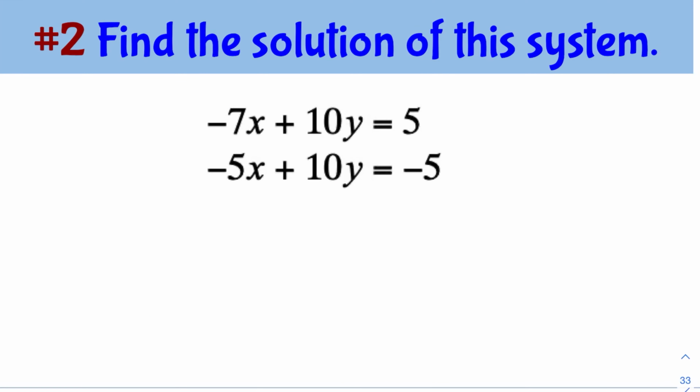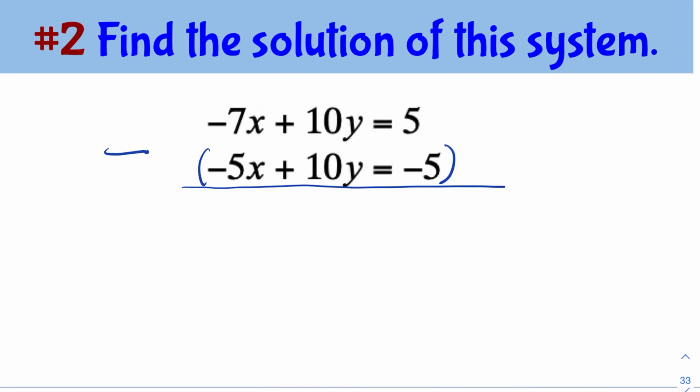Question number 2. Find the solution of the system negative 7x plus 10y equals 5 and negative 5x plus 10y equals negative 5. So in this problem, the coefficients of y are both positive 10. So for us to eliminate the y, we can't do addition because that will not be equal to 0. What we need to do here is minus or subtraction. So now let's subtract the second equation from the first equation.